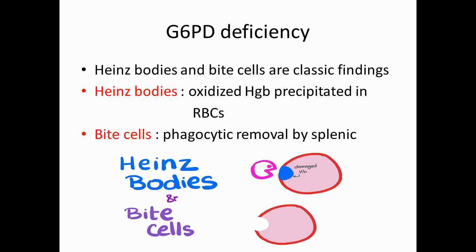In G6PD deficiency, there are two classical findings, which are Heinz bodies and bite cells. Heinz body is oxidized hemoglobin precipitated in RBCs, in one place or corner of the RBC. And bite cells are formed by phagocytic removal of the precipitates by the spleen. As you can see, the first picture is of a Heinz body, where you can see the precipitated hemoglobin in the RBCs, and the second structure is a bite cell, which looks like someone bit into the RBC.